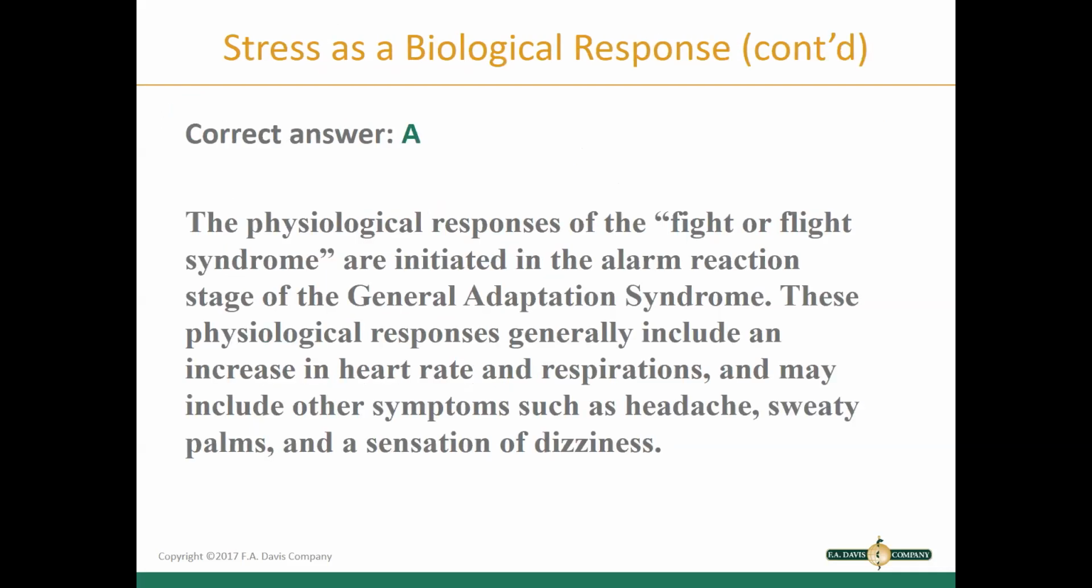All right, so the correct answer here was A, it's the physiological response to fight or flight syndrome that's initiated by the alarm reaction stage of the general adaptation syndrome. So the physiological responses generally include an increase in heart rate and respirations and may include other symptoms such as a headache or sweaty palms or sensation of dizziness.